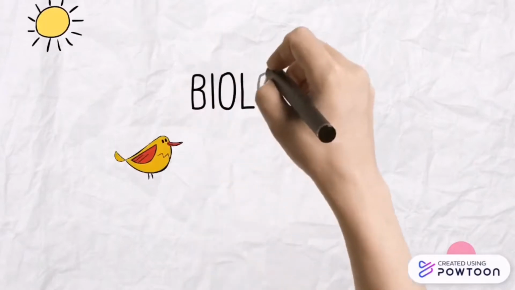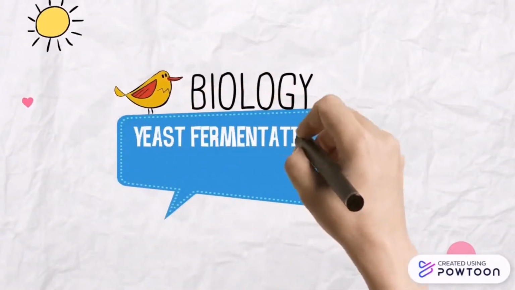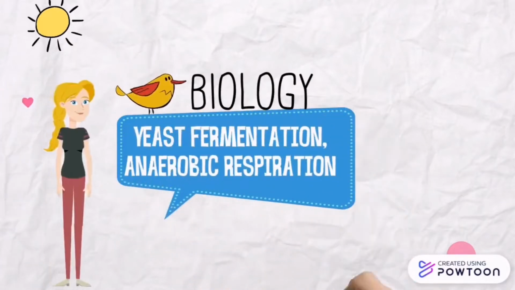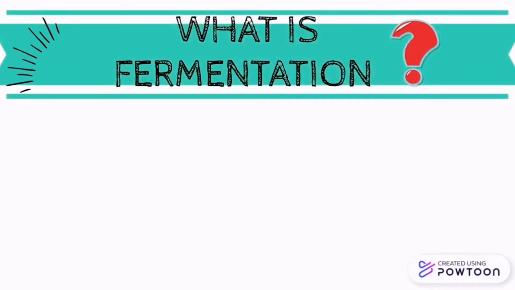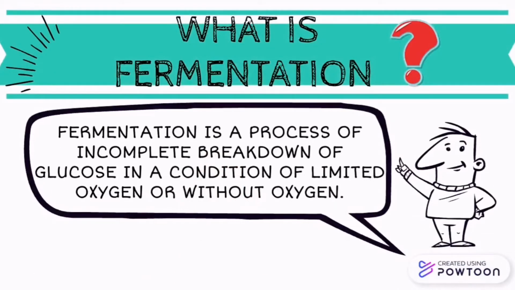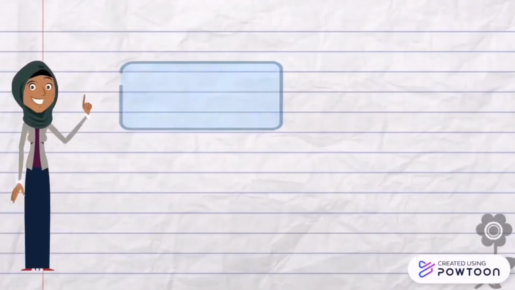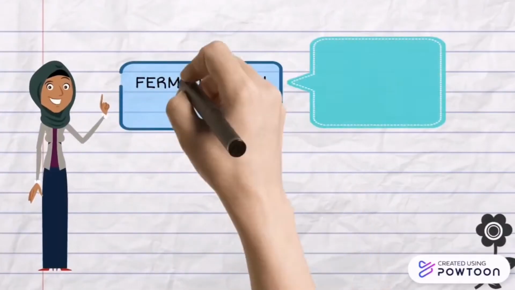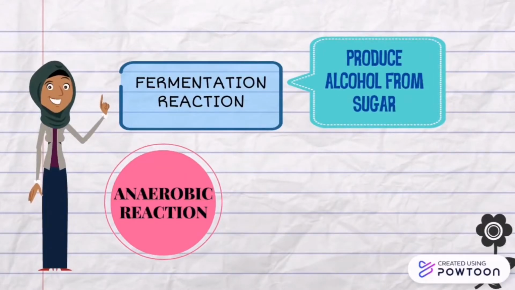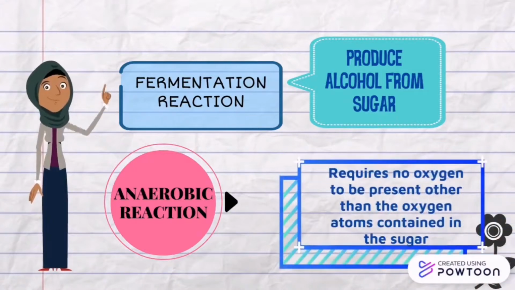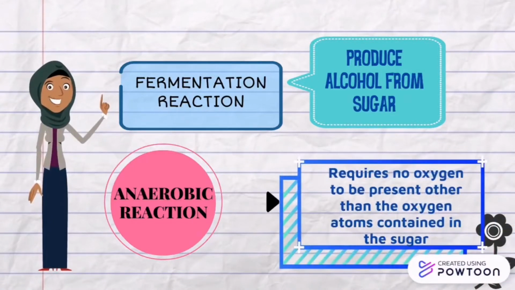Today we will learn biology about yeast fermentation and anaerobic respiration. So what is fermentation? Fermentation is the process of incomplete breakdown of glucose in a condition of limited oxygen or without oxygen. Fermentation reaction is used to produce alcohol from sugar, while anaerobic reaction requires no oxygen to be present other than the oxygen atoms contained in the sugar.